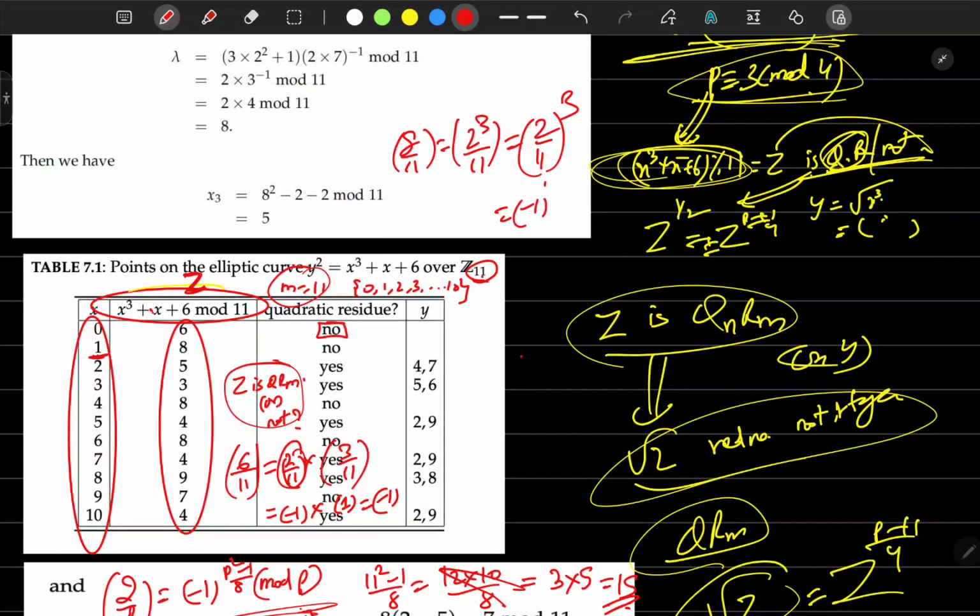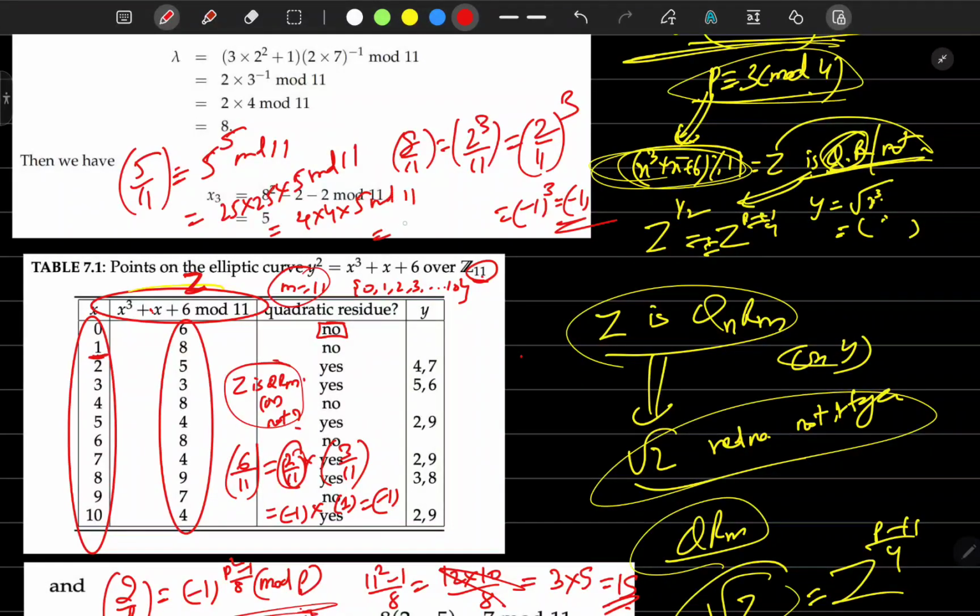2 by 11 you know, no? Minus 1 whole power 3 is minus 1. So again 5 by 11. How to compute 5 by 11? It's similar: 5 power 5 mod 11. So 5 square is 25. 25 mod 11, this can be written as 25 into 5, that is 4 into 4 into 5 mod 11. So 80 mod 11, answer 3.